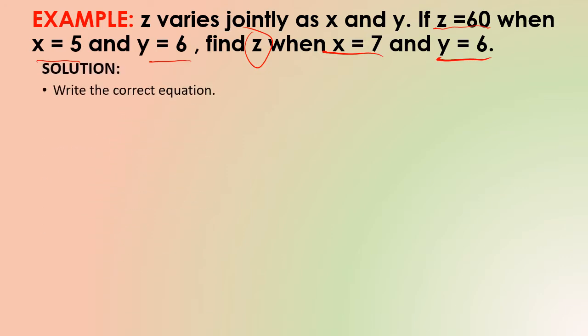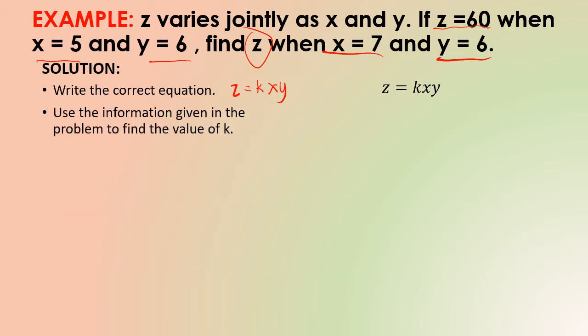For the solution, z varies jointly as x and y. So, z varies jointly, so k constant as x and y. Ganun lang kasimple. Tignan na natin kung tama. Very good. Pwede rin siyang y and x. So, next step is use the information given in the problem to find the value of k.